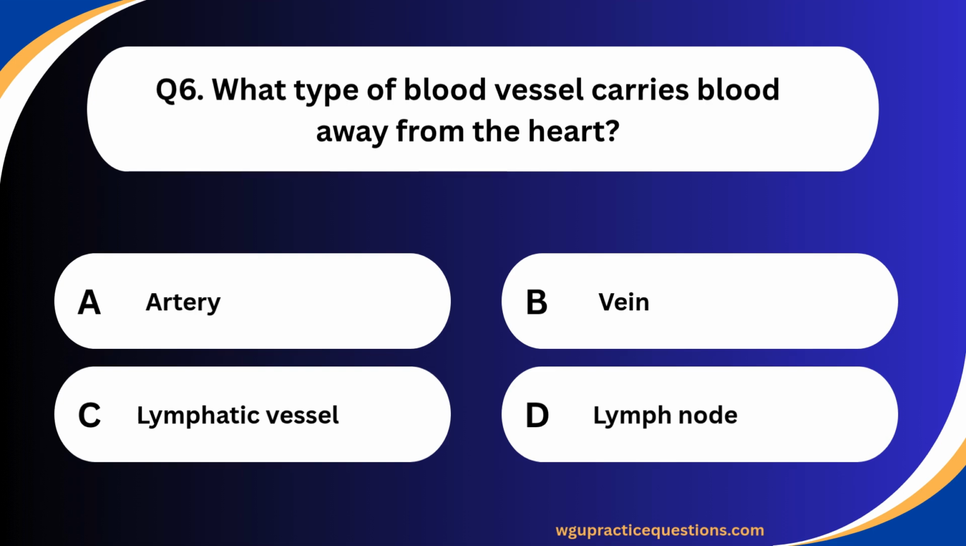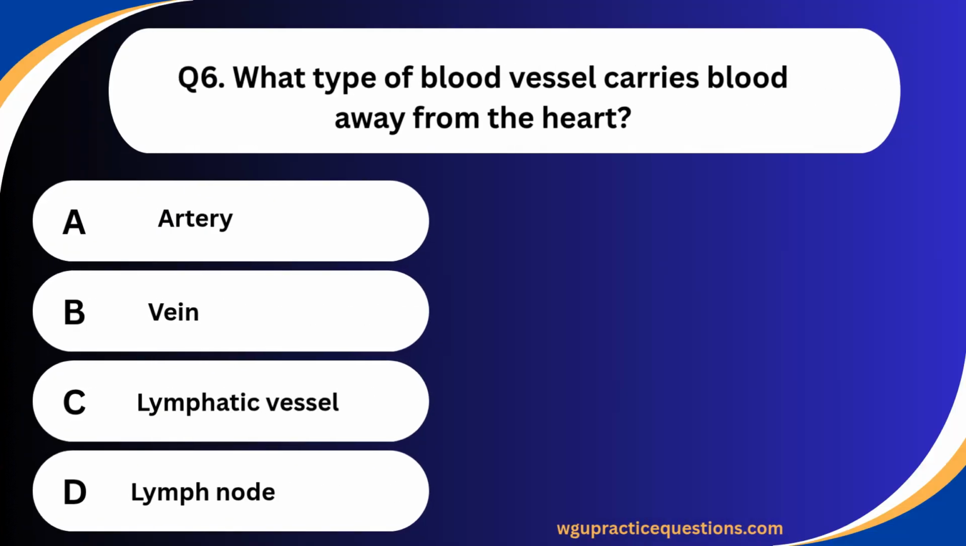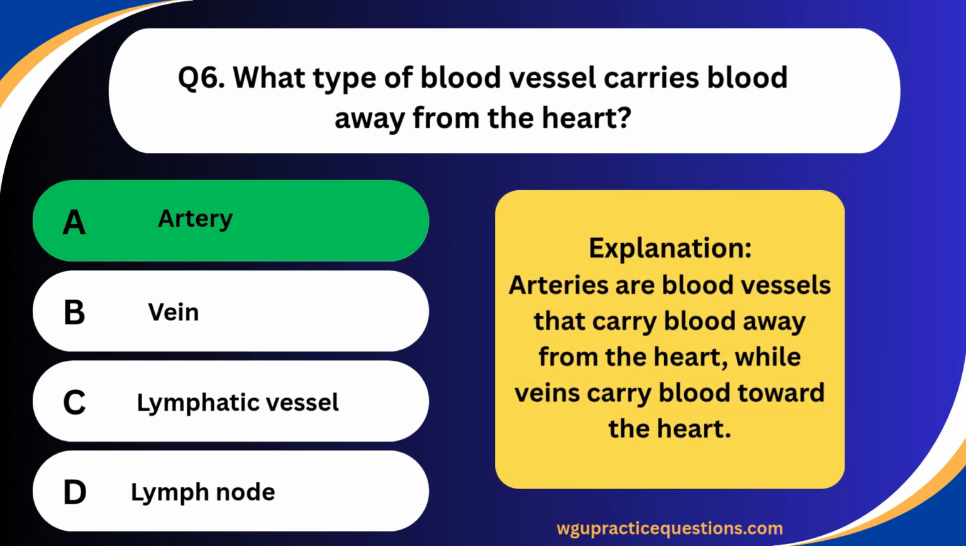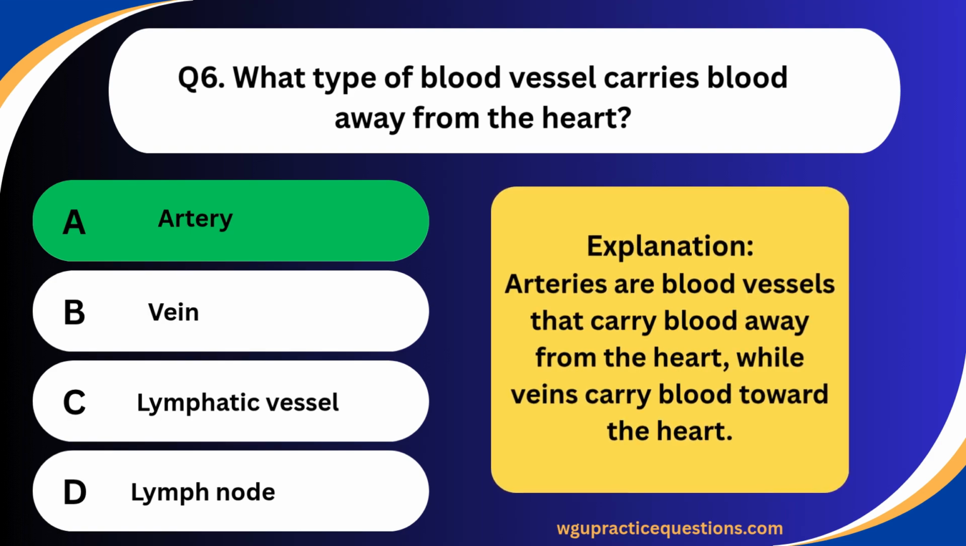Question 6. What type of blood vessel carries blood away from the heart? A. Artery. B. Vein. C. Lymphatic vessel. D. Lymph node. Which one is the correct answer? The correct answer is A. Artery. Explanation. Arteries are blood vessels that carry blood away from the heart, while veins carry blood toward the heart.